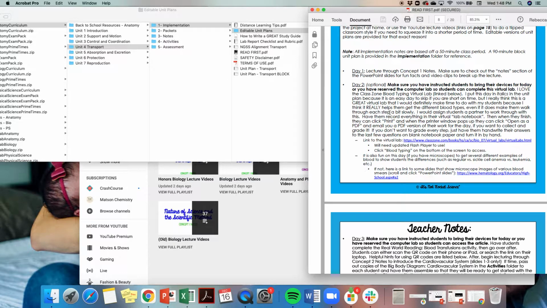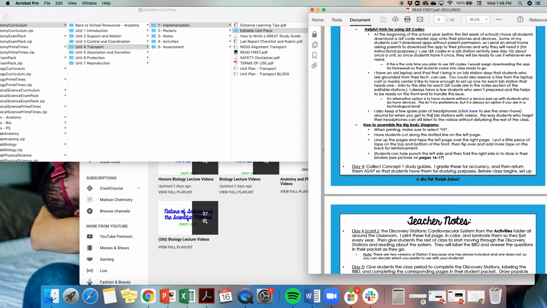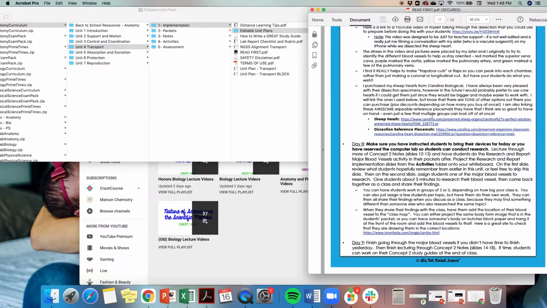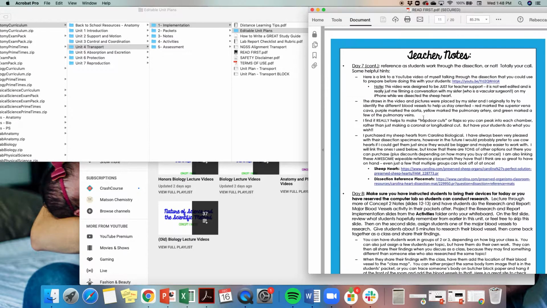I also include a lot of extra extension resources in here, linked. So if you want to do a virtual lab, they'll be linked. Things like that to help you. A couple of dissection tools. Also, when we get to dissection, there's a link here of walking through the pig dissection that I did with my sister who's a surgeon, just to help you with that.